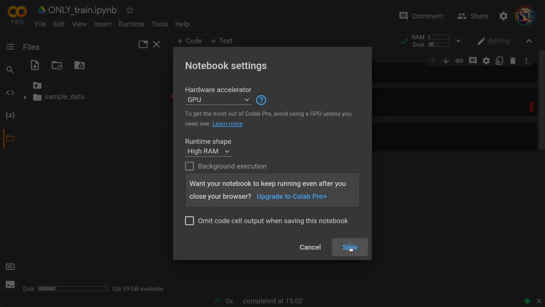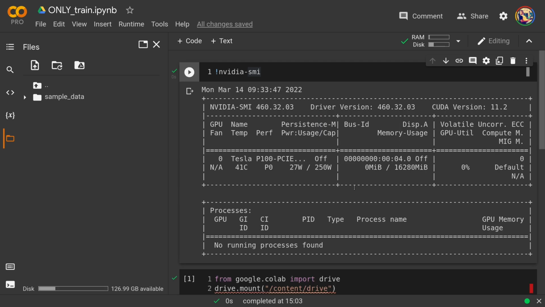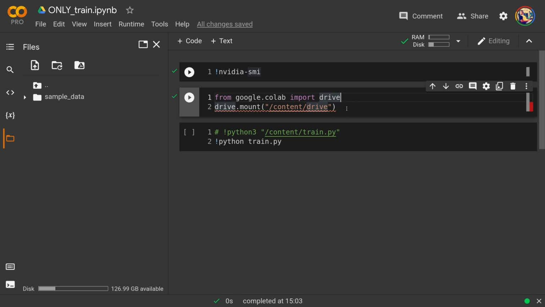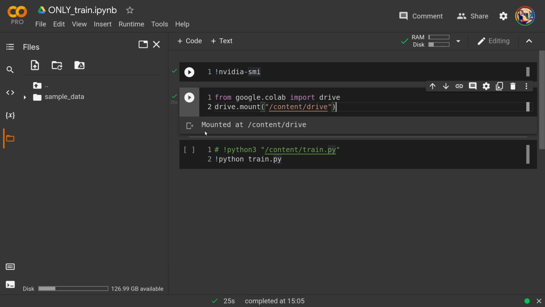Yes, I'm using GPU. And let's check what kind of GPU I got by running this command, nvidia-smi. All right, I got a powerful GPU, Tesla P100 with 16 GB of memory. Okay, now clear this output. And in the next line, I am firing up my Google Drive, because my MNIST dataset is residing in my Google Drive, so you just have to write this code to connect your Google Drive. Just run this cell and it will prompt you to connect the Google Drive here. And after running, it will just say mounted at content/drive.